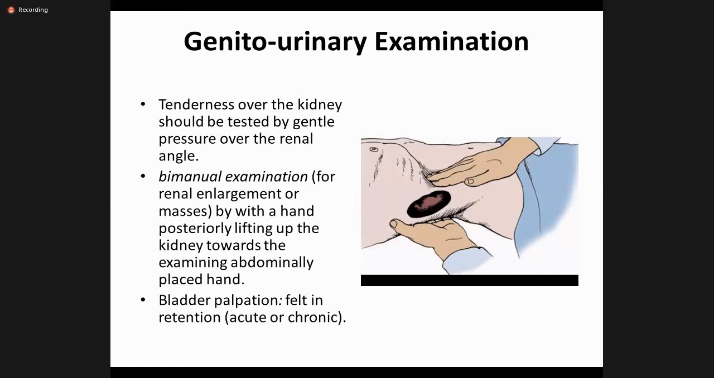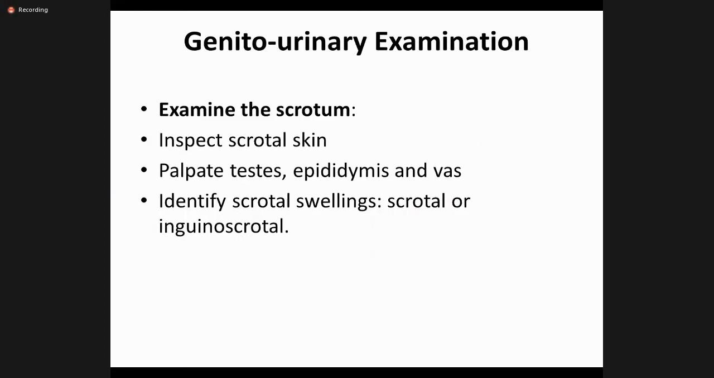For bladder palpation, we can examine the hypogastrium. The bladder is palpable if there is urinary retention. The bladder can only be palpated if there is urinary retention and the bladder becomes palpable. If the patient has a complaint of scrotal pain or testicular pain, then the examination of the scrotum can be done.